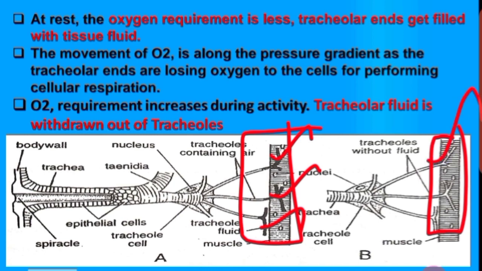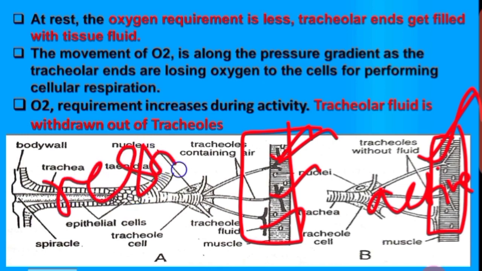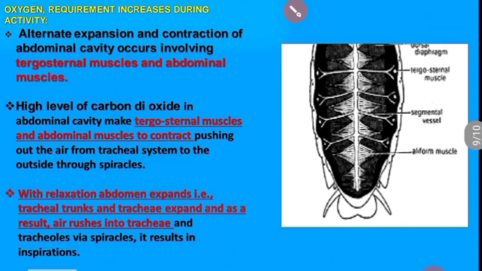So, this is filled with the fluid. And then in the second picture, B, the tracheal fluid is withdrawn out of the tracheole when the cockroach is in the active condition. This is the active condition. This is the cockroach in resting condition. Got it? Oxygen requirement increases during activity. When the cockroach is in active condition, it needs more oxygen.